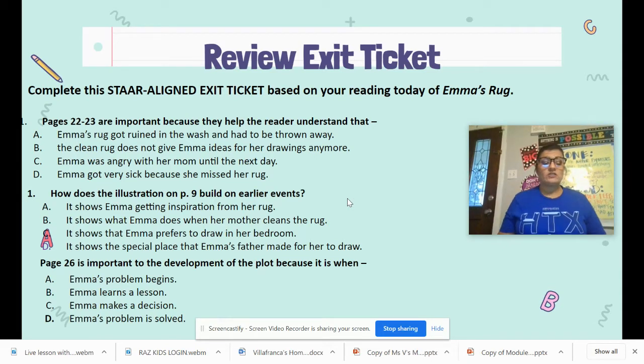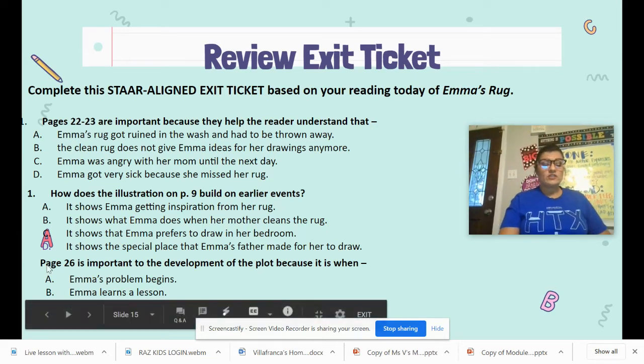So the next question is asking you, how does the illustration on page 9 build on earlier events? So if you look closely at this question, it is asking you, how does the illustration? That means you need to make sure not only that you're looking at the illustration, but you need to remember what happened prior to you getting to page 9, okay? Make sure you're paying attention the whole time.